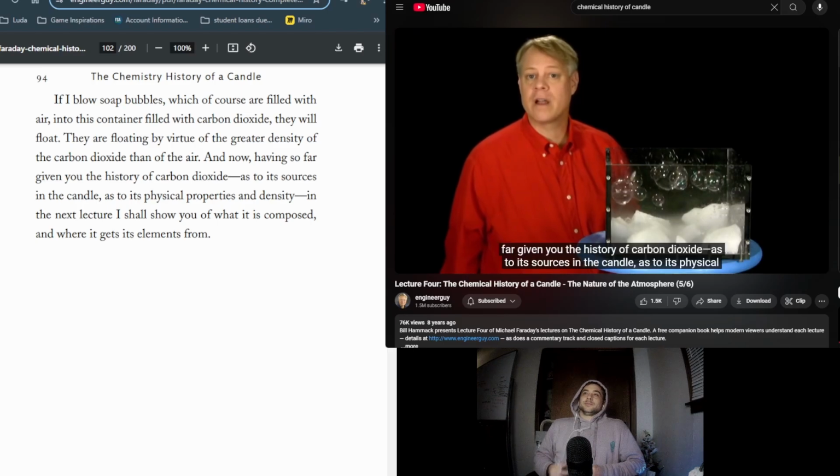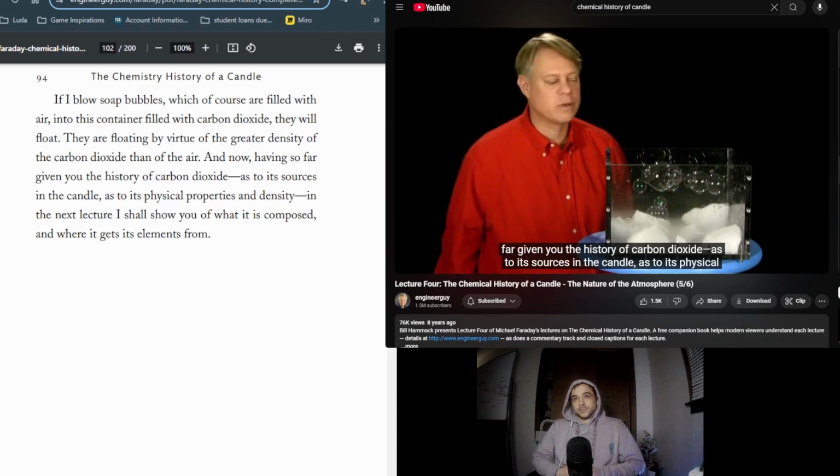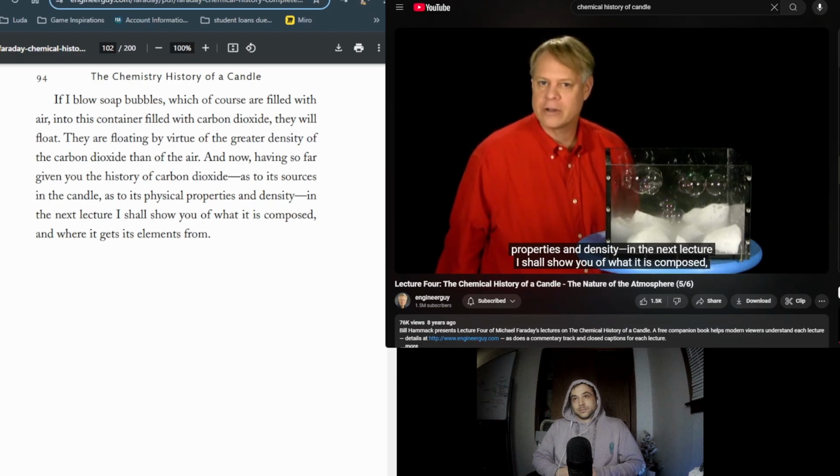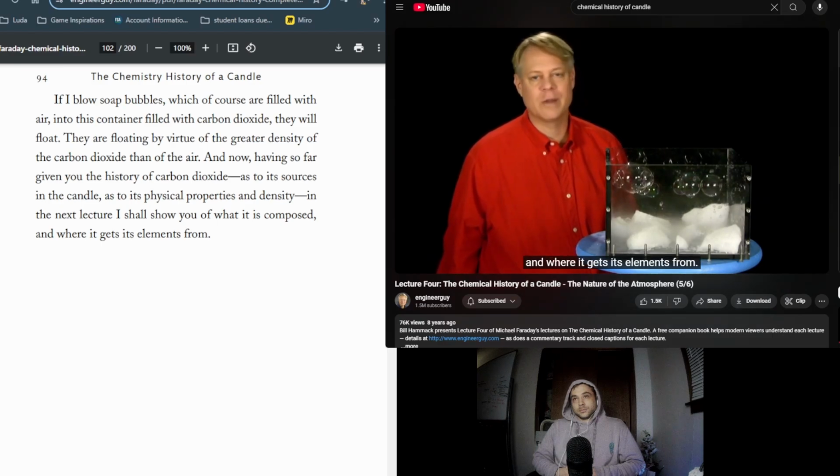And now, having so far given you the history of carbon dioxide as to its sources in the candle, as to its physical properties and density, in the next lecture I shall show you of what it is composed and where it gets its elements from.